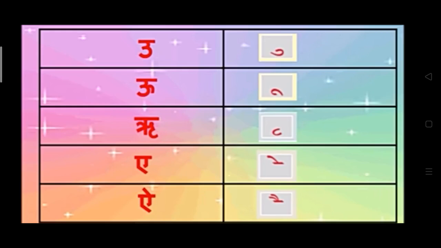Okay. Next, R ki matra. This is also written below, under the letter. I will show the example, okay? At that time you can clearly understand, okay?